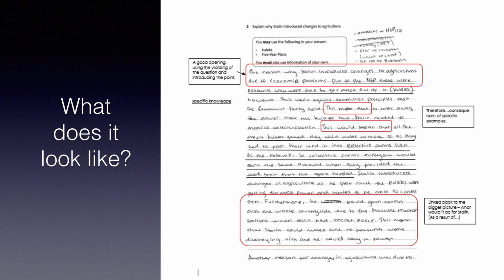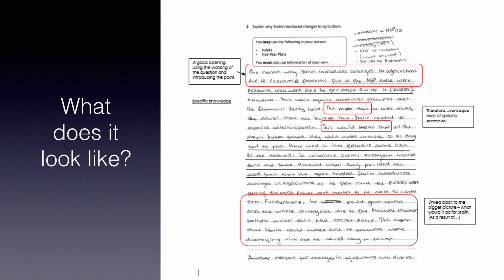Now the grade 9 student will always have a plan. Okay, so you can see the plan is there at the top: problems in the NEP, fear of something, need to feed, and get rid of Bukharin. So that's what this person is going to focus on.